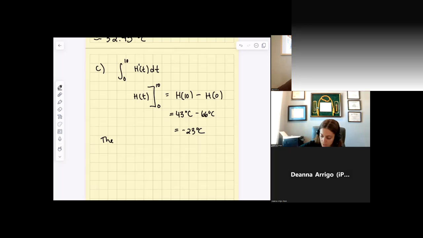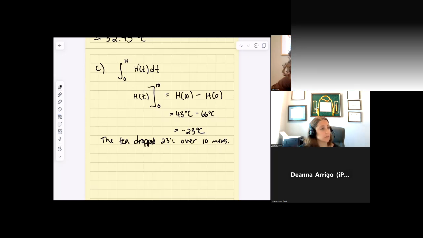So the tea dropped 23 degrees C over 10 minutes, something like that. So you would get 1 point for doing the work here and getting the negative 23 degrees C, and 1 point for interpreting the answer and explaining what that number meant. Pretty nice.